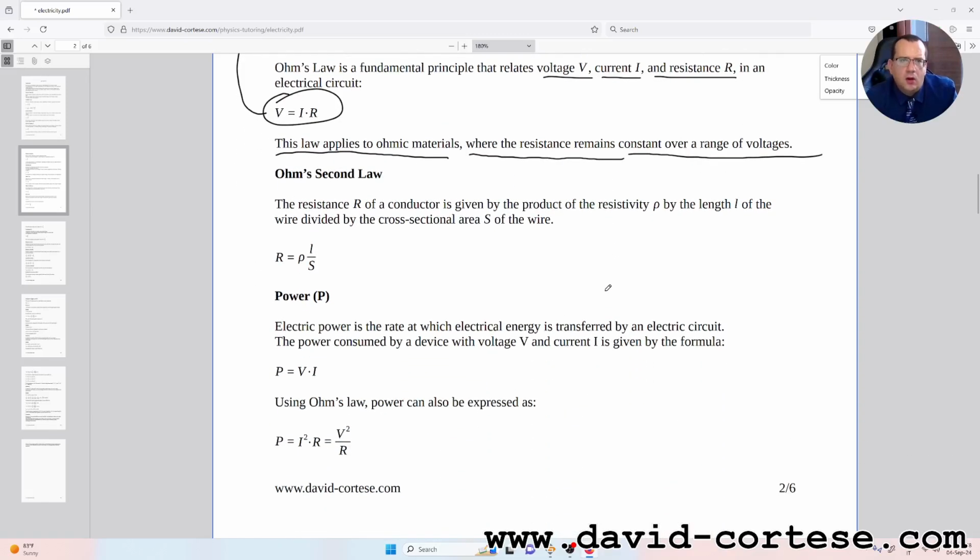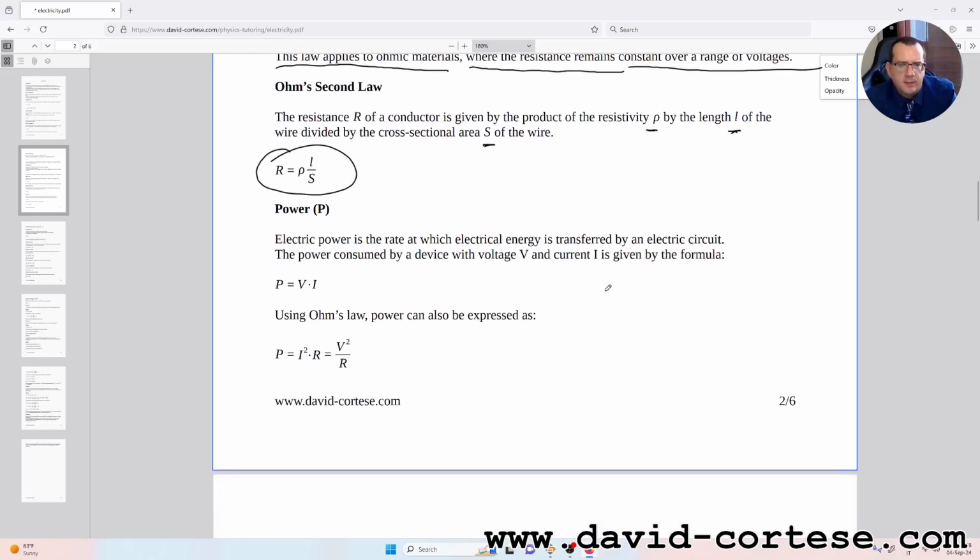Ohm's second law: the resistance R of a conductor is given by the product of the resistivity ρ by the length L of the wire divided by the cross-sectional area S of the wire. So resistance is ρ times L over S.